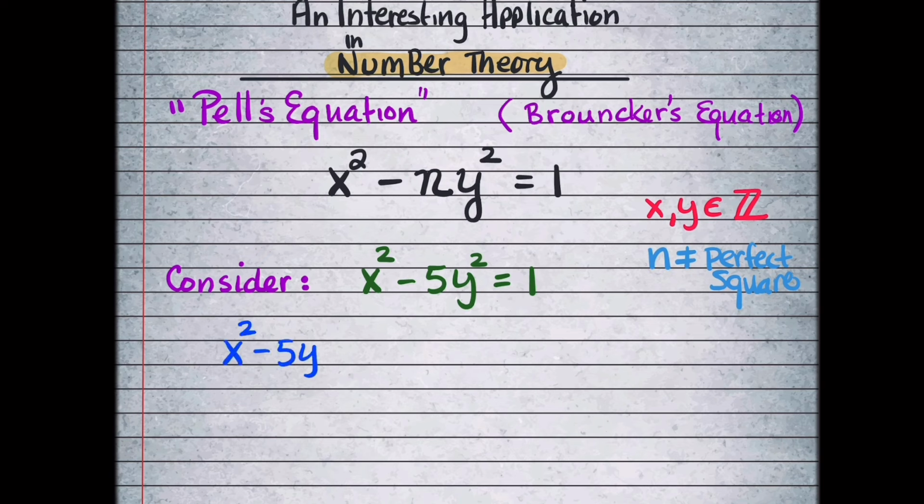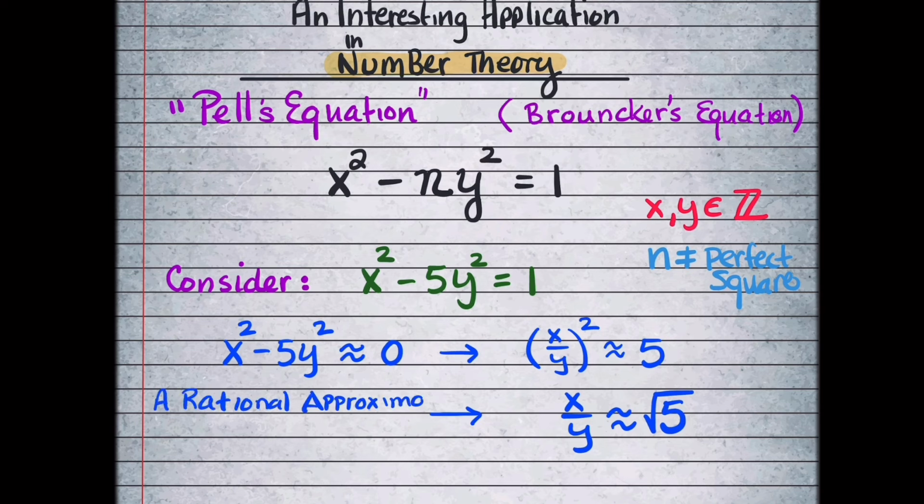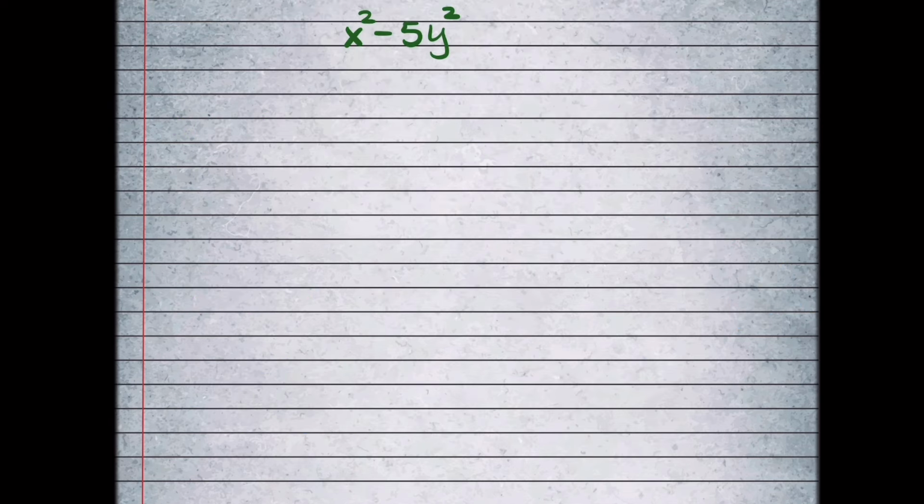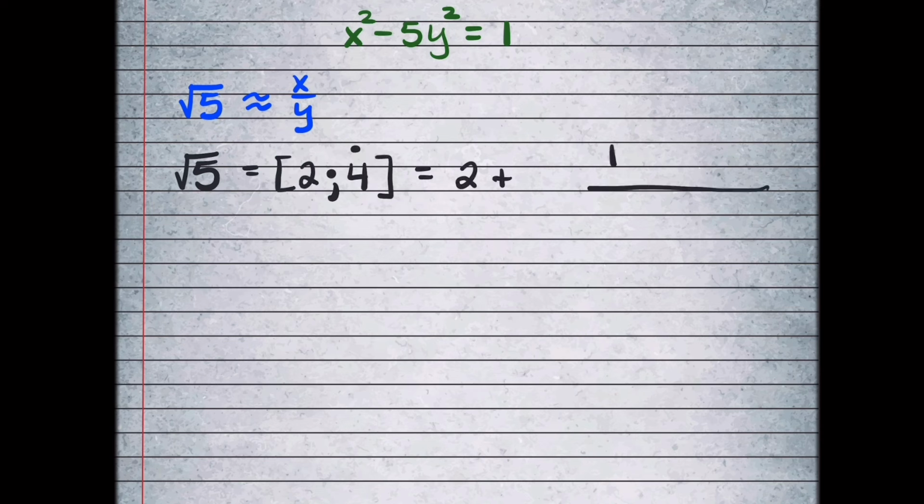And let's consider what this equation is really saying. Since the equation is equal to 1, that means it's approximately equal to 0, which gives us a relationship that x over y is approximately the square root of 5. Therefore, we can get a rational approximation to the square root of 5 by finding solutions to this equation. In order to find a first approximation, we consider the continued fraction representation of the square root of 5, and we'll use successive approximations to help us find some solutions.